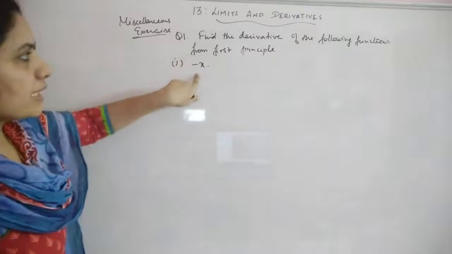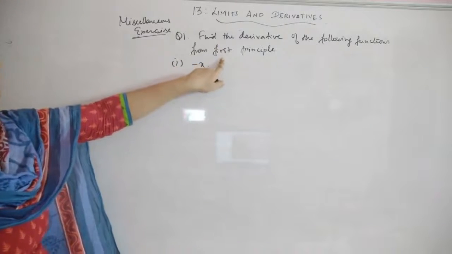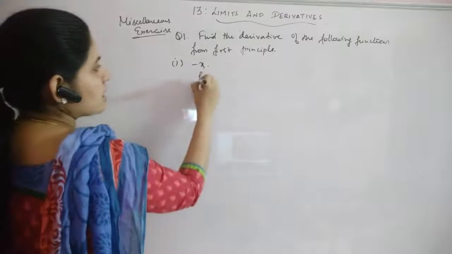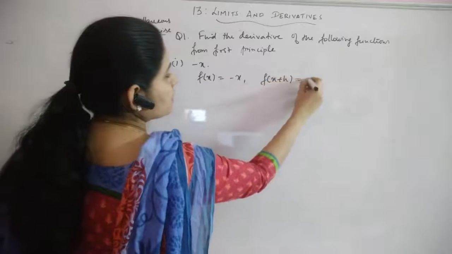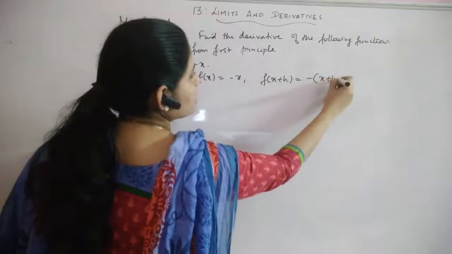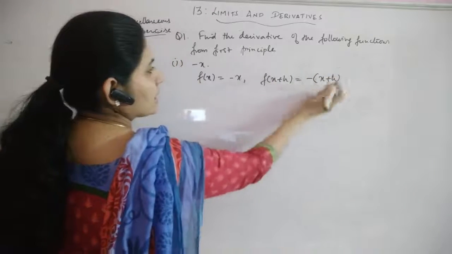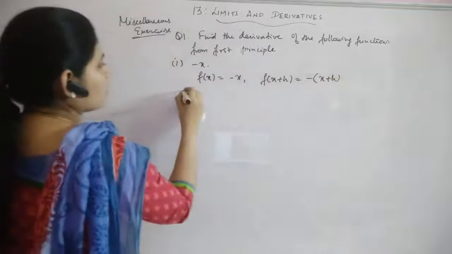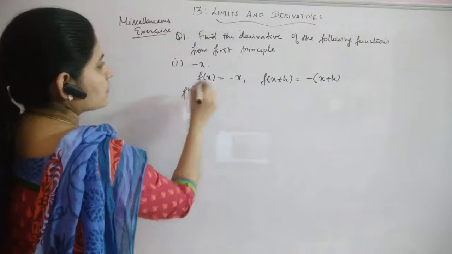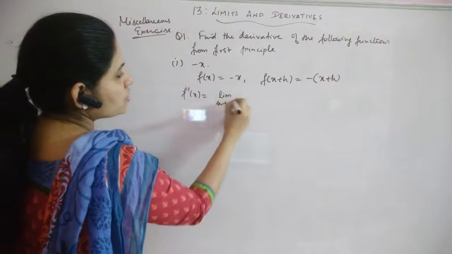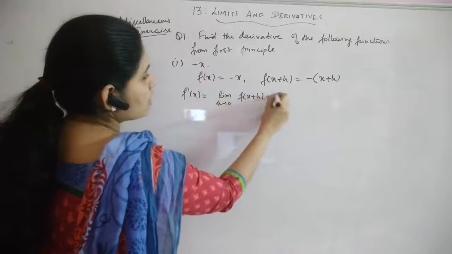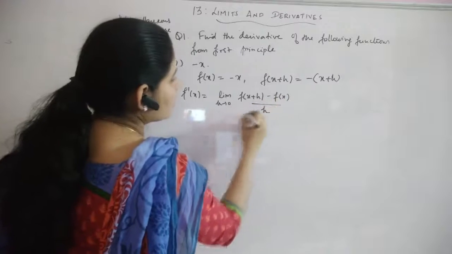The derivative of minus x using the first principle. So for that, first we will start with f of x is minus x. So f of x plus h will be minus of x plus h. Instead of x we are writing x plus h. Now f dash of x with your first principle is limit h tends to 0 of f of x plus h minus f of x divided by h.